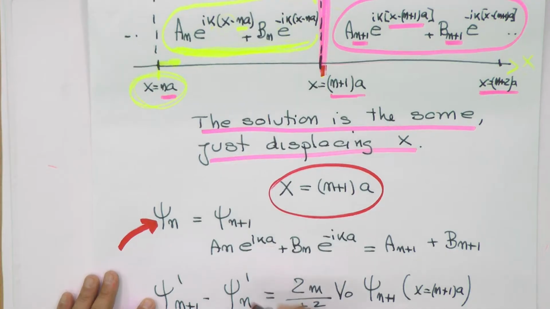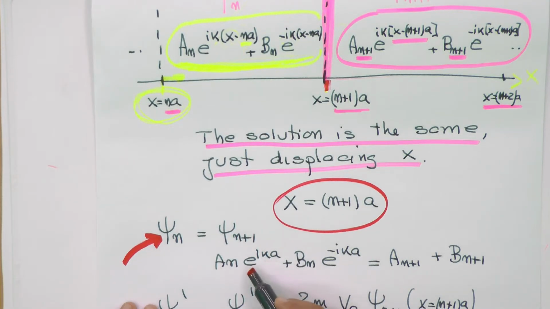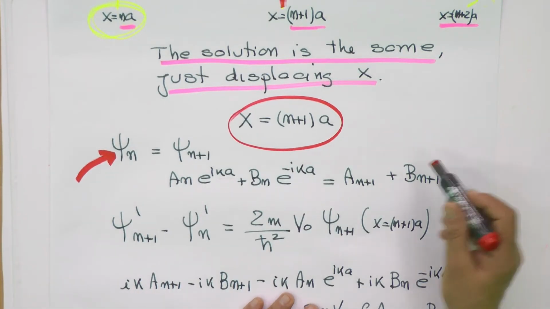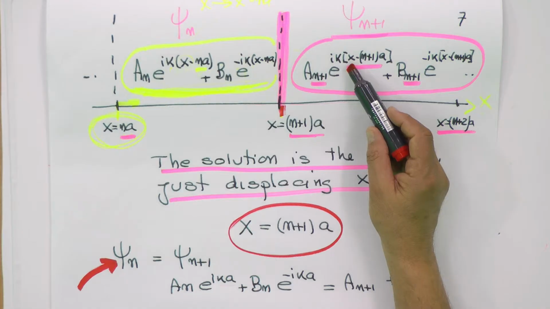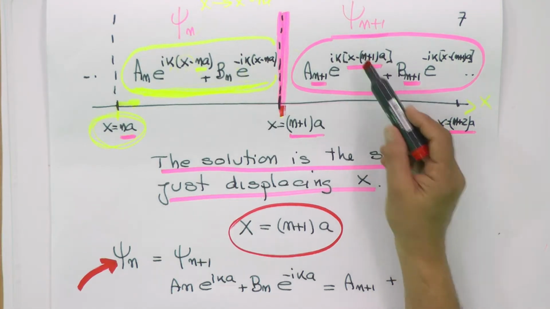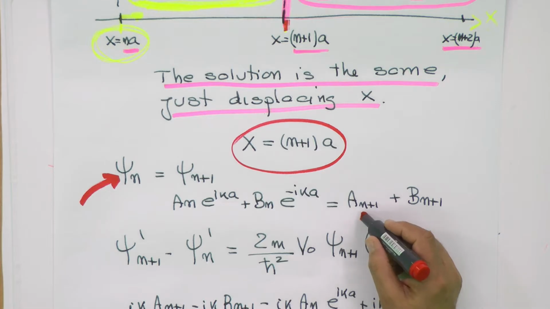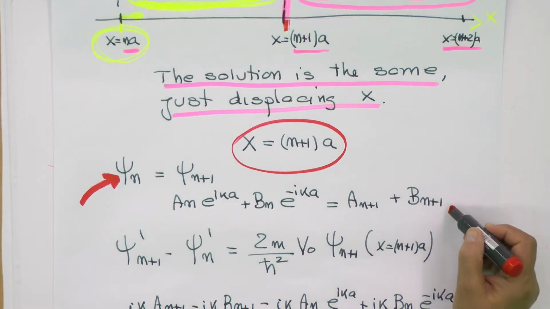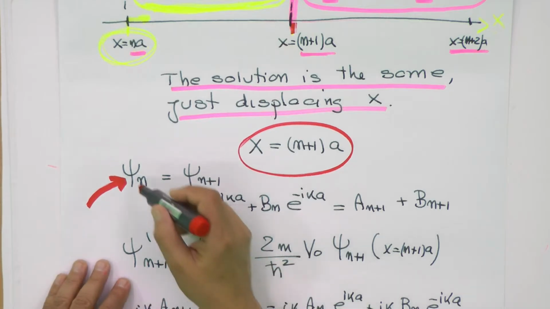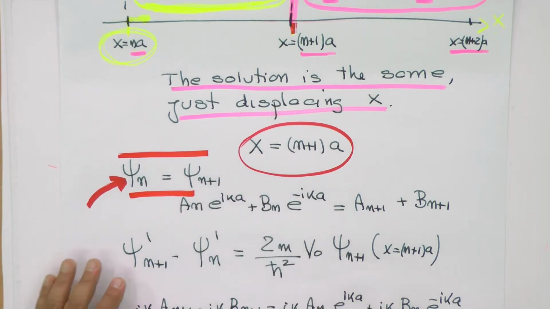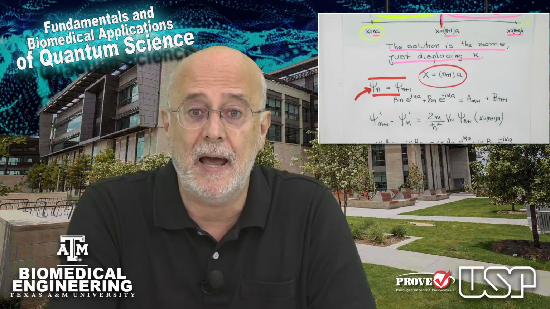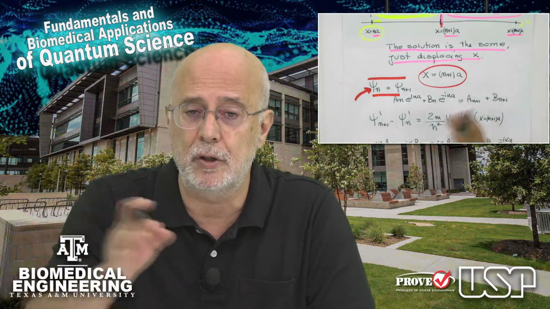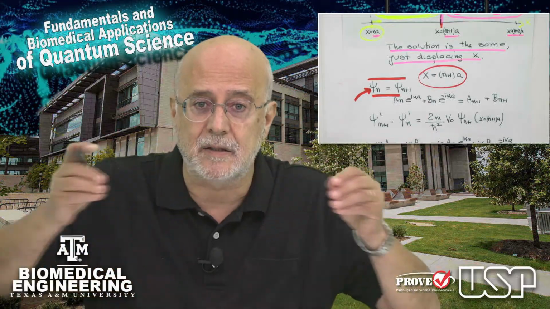So on the left side, we have a n e to the I k a plus b n e to the minus I k a. And in the other side, because I'm going to substitute x by this whole quantity here, that gives you 0. So I have a n plus 1 plus b n plus 1. So we demand that the wave function is equal in any position of your lattice, because we have a series, it's like a lattice of potentials, right?